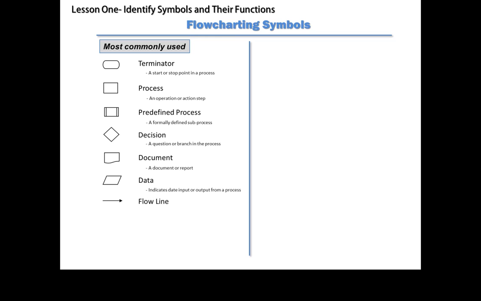A flow line is a very important, critical part of a flowchart. It shows the direction of the process flow and what happens in what order and sequence. We'll cover sequencing in a further lesson, Lesson 3.